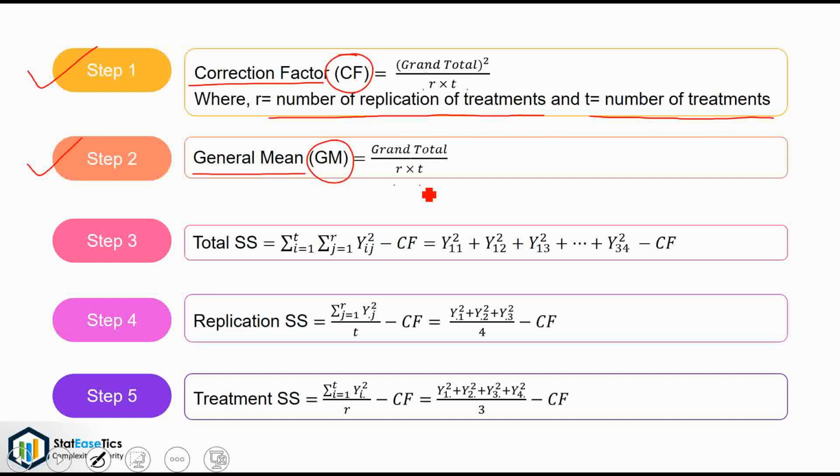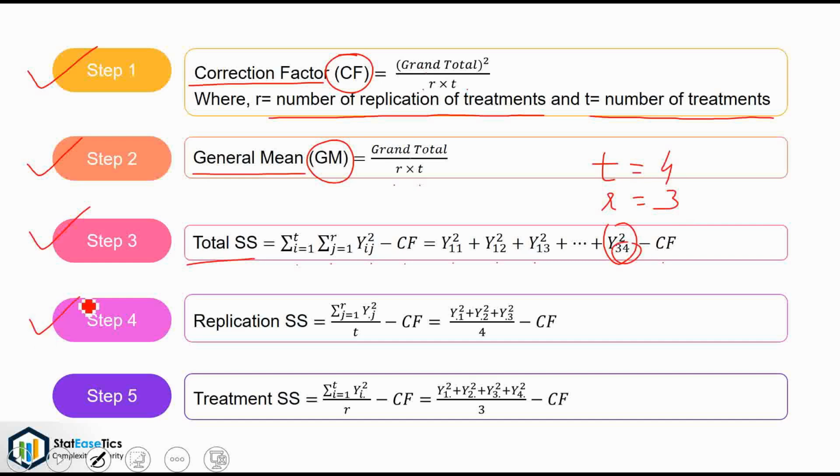Step 3 is calculation of total SS, which is equal to double summation i equals 1 up to T, j equals 1 up to R, Yij square minus CF. For our example, we can write it as Y11 square plus Y12 square plus Y13 square plus up till Y34 square minus CF, because in our example, we have 4 treatments and 3 replications.